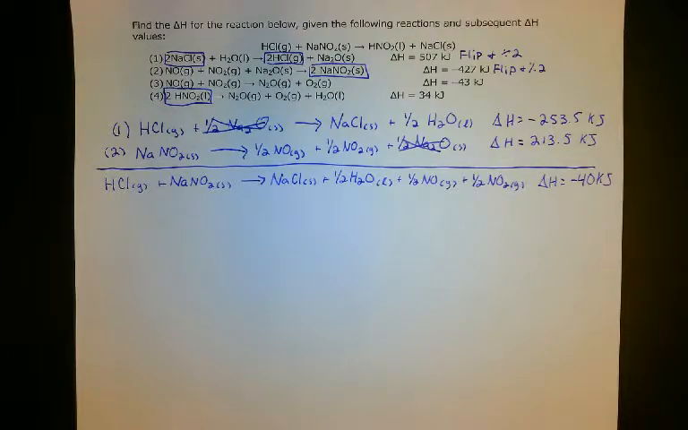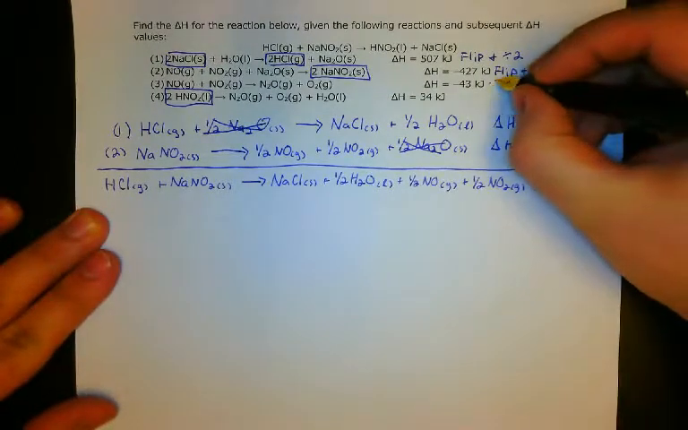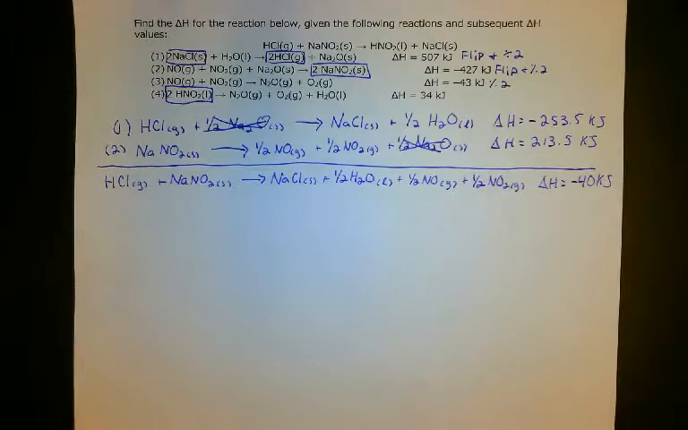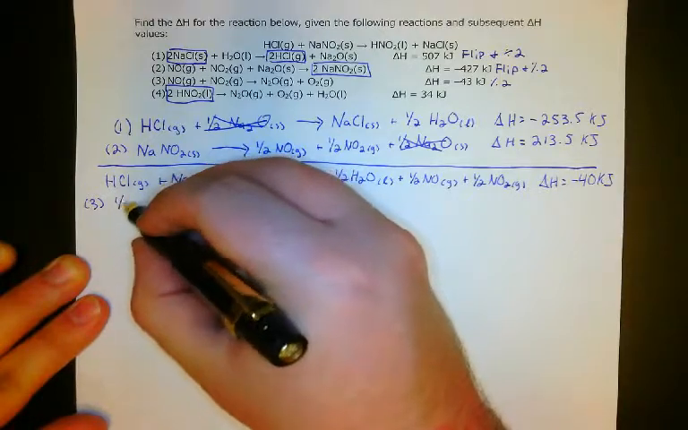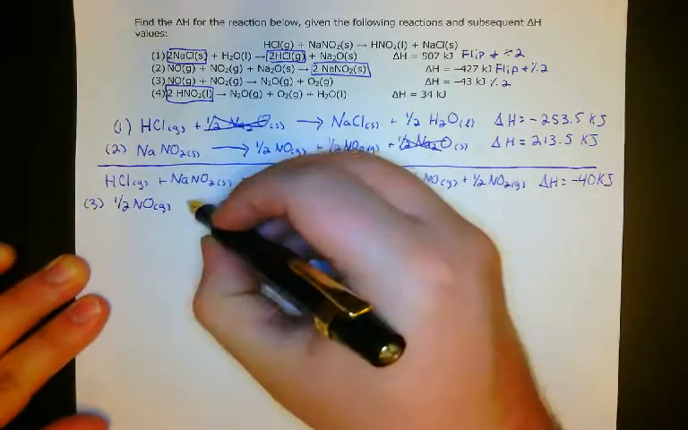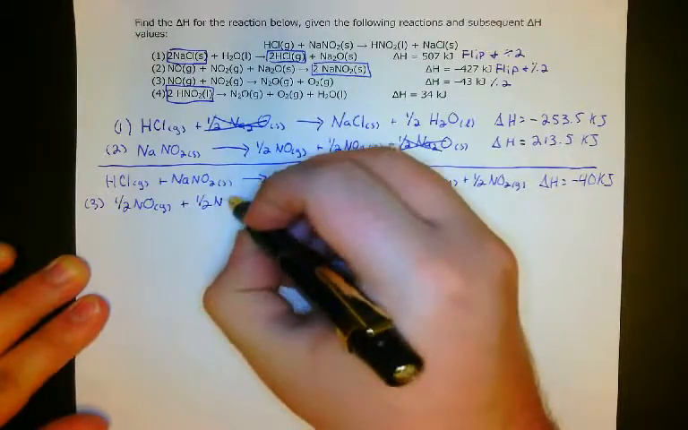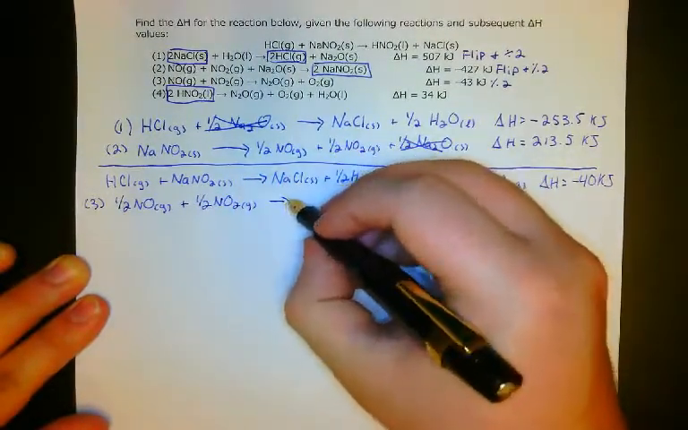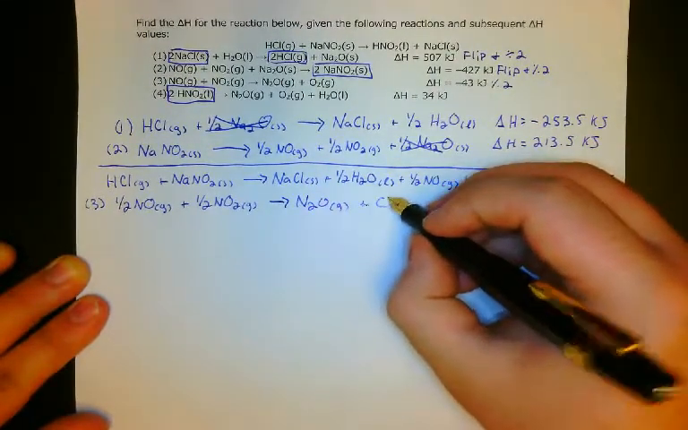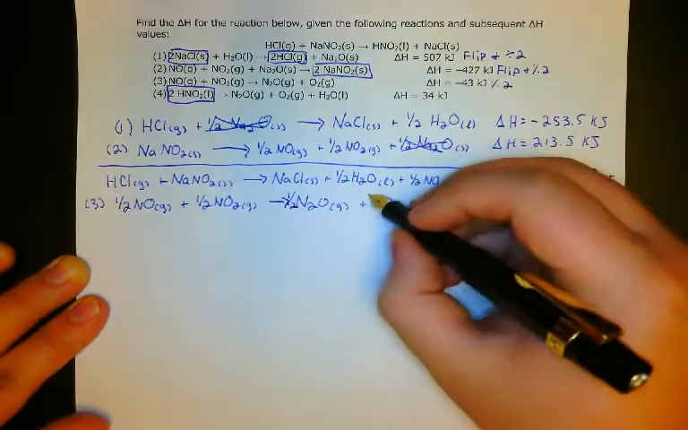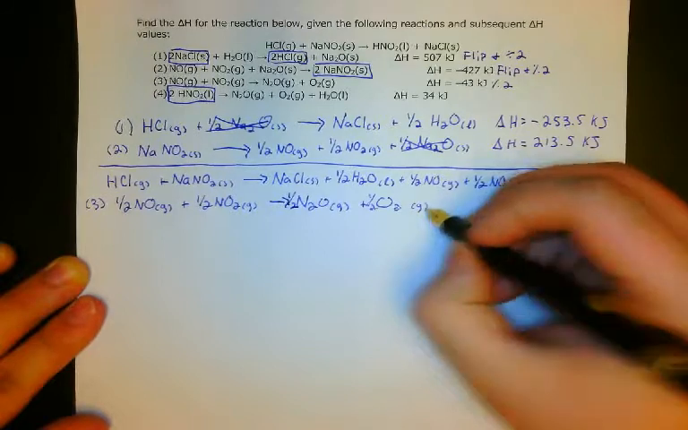But what am I going to have to do to the equation? Yeah, I'm just going to be dividing this one by 2. I'm cutting it in half, because, again, I need half NO, half NO2. So for 3 here, it's going to stay the same. I'm going to have 1/2 NO as a gas plus 1/2 NO2 as a gas. And that's now going to create 2 new things for me, N2O as a gas, and they're also halves, 1/2 O2 as a gas.